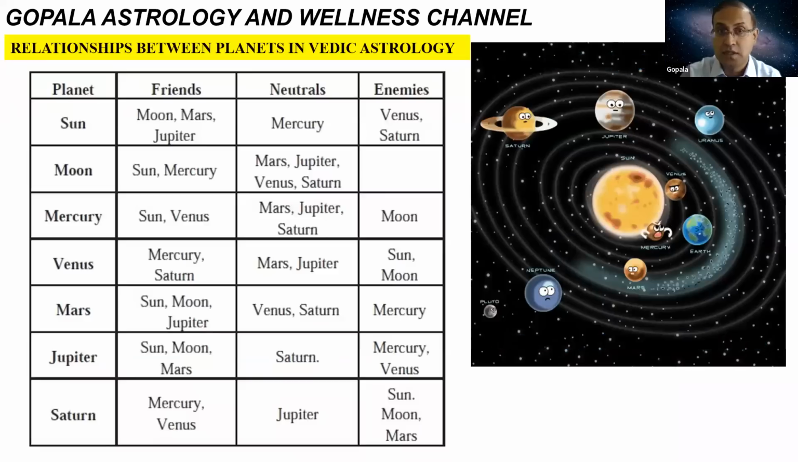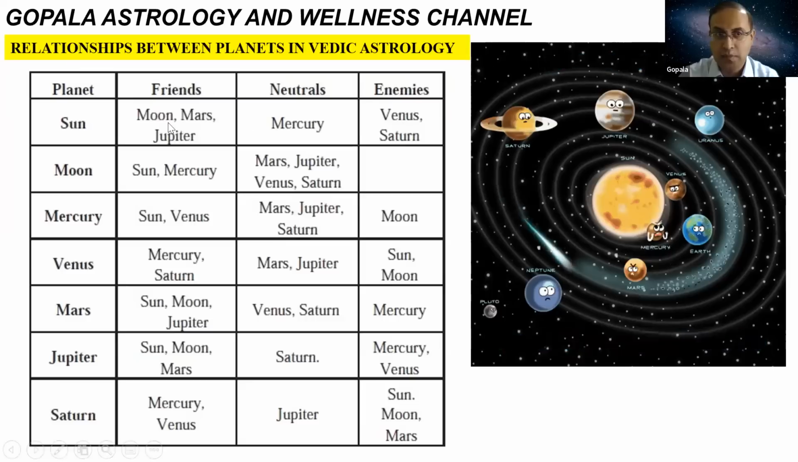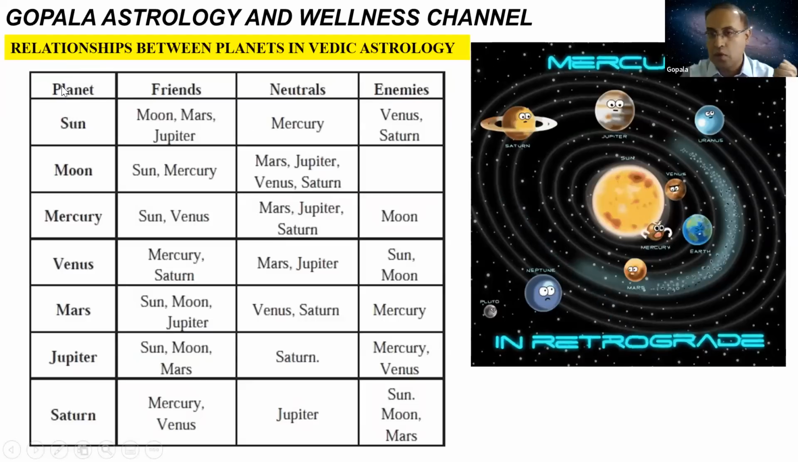So Saturn's drishti on Sun is not good, and Sun's drishti on Saturn is not good. So this is how it is. Is it only for the father, or is there any other? There are so many characteristics that Sun represents. Sun is the engine of the horoscope, right?